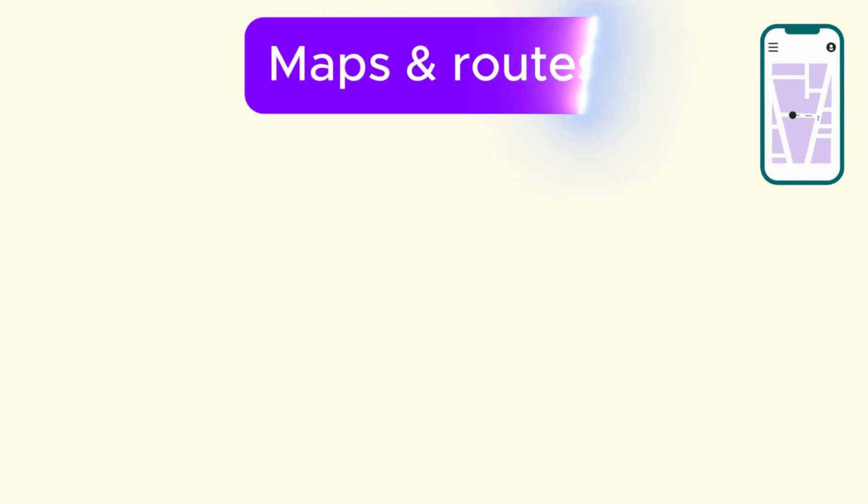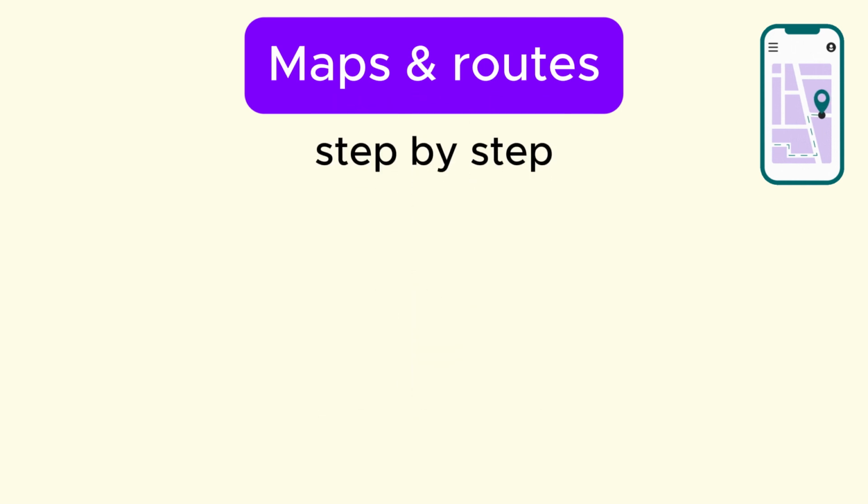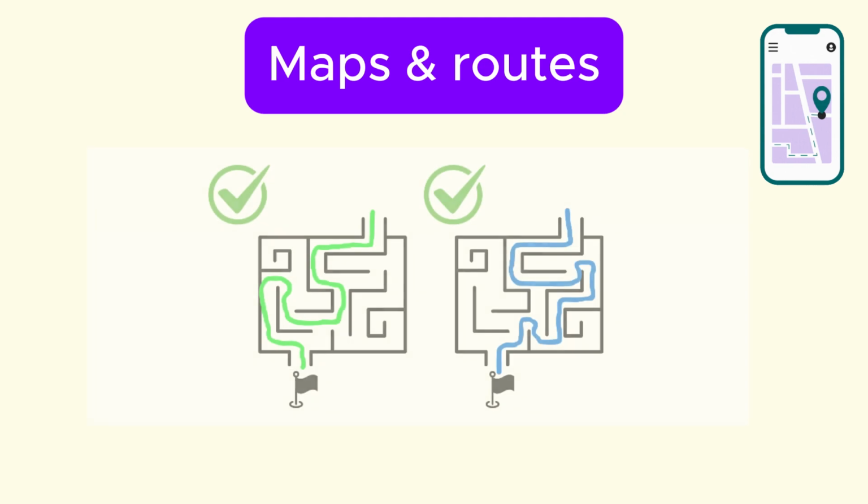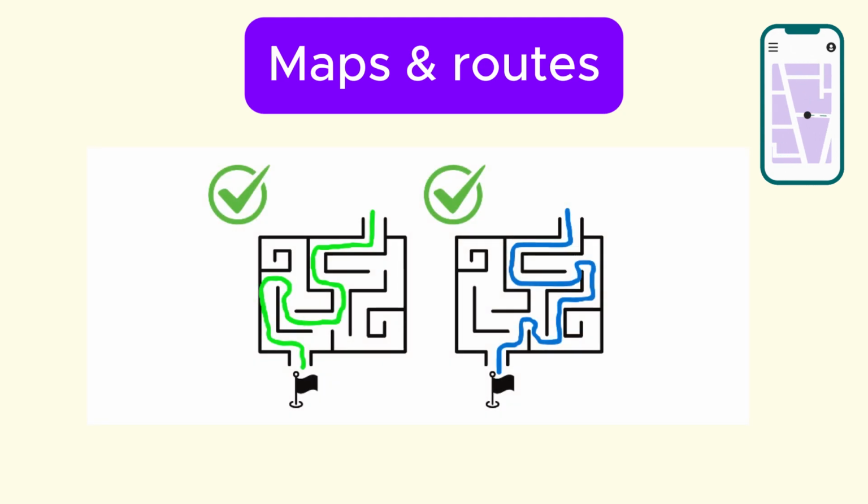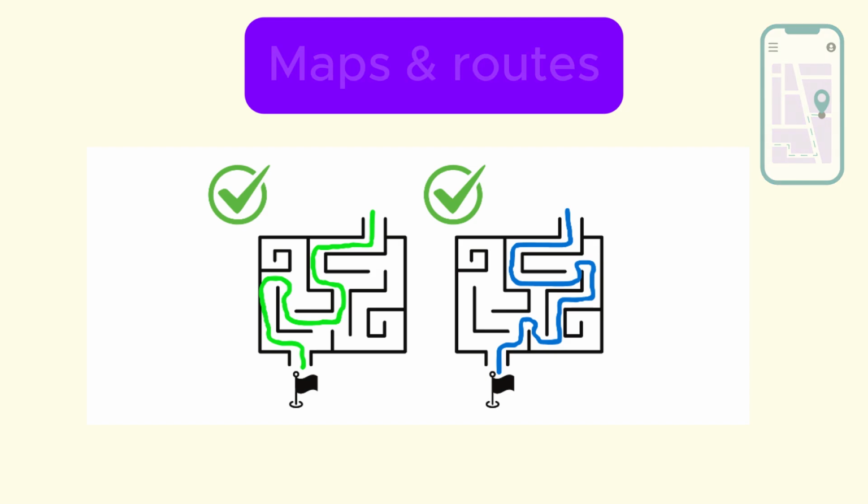Another example is maps and routes. When you use GPS to get somewhere, it gives you step-by-step instructions. Those instructions are an algorithm to reach your destination. Remember, there are different routes to the same place, meaning there can be different algorithms that work in distinct ways but lead to the same result.